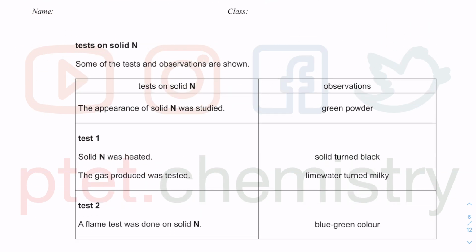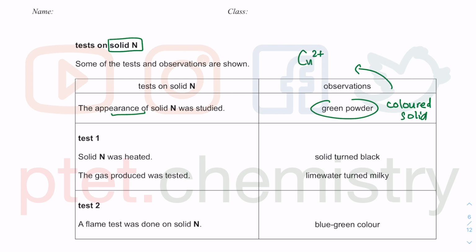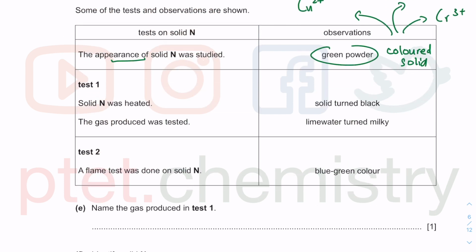Test on solid end. Now this is the solid. The appearance of solid end was studied. The appearance is a green powder, so it's colored. This is a colored solid, which suggests that it could be Cu2+, iron 2+, iron 3+, or the other one, chromium 3+. These four give you colored solutions based on the table of cations.